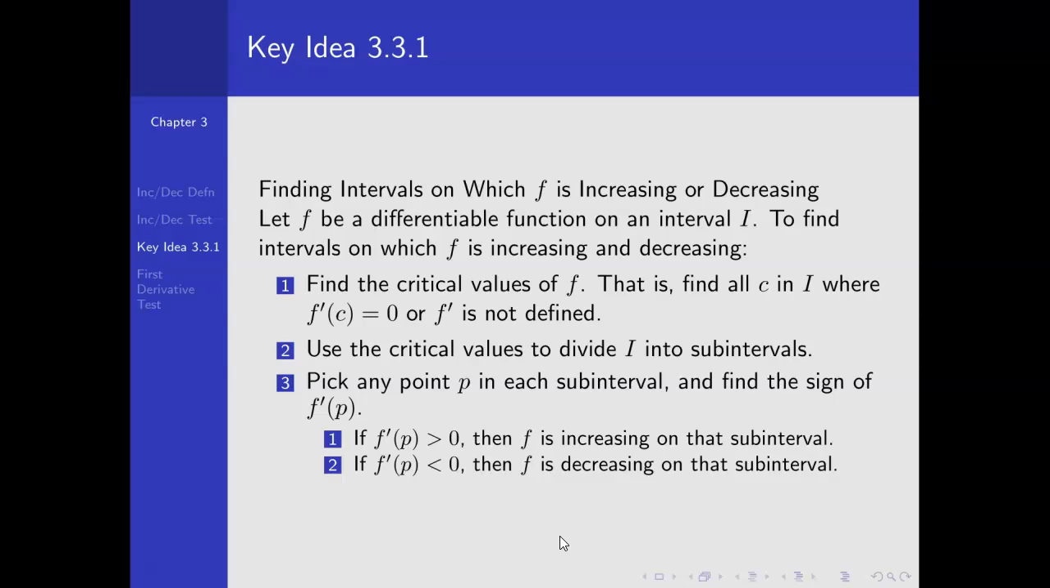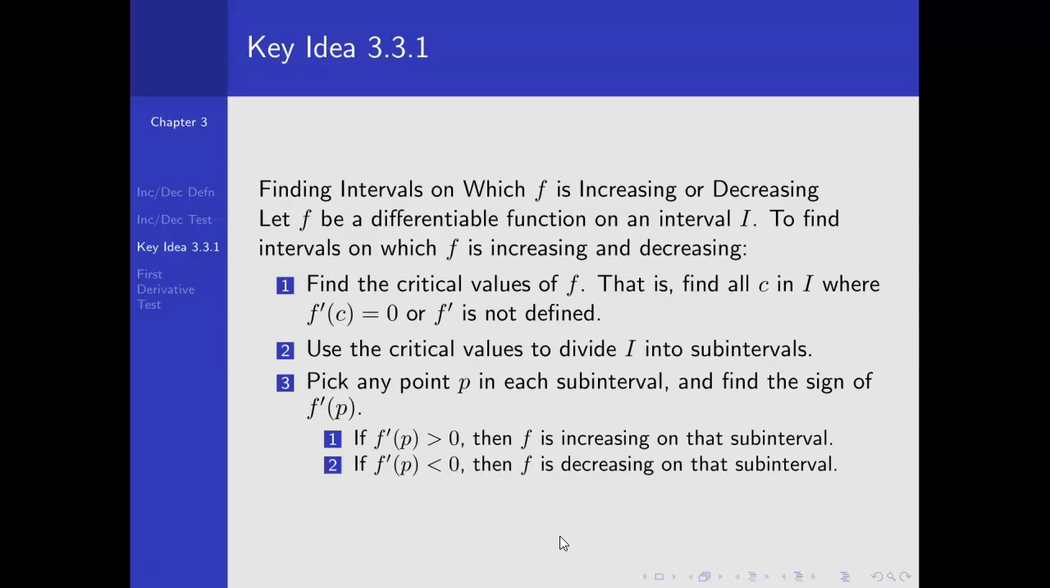Okay, this brings us to the key idea, which is about finding intervals for when f is increasing and decreasing. Here's what we do. We find the critical values of f. And remember, that's where the derivative is 0 or not defined. We use the critical values to split up the number line, or if we just have an interval, the interval, into subintervals.